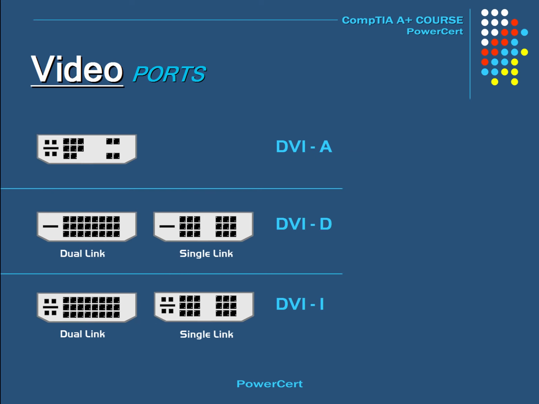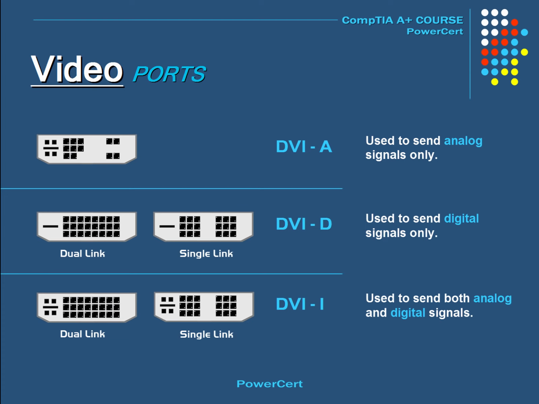Now, there are 3 different versions of the DVI cable standards. There's DVI-A, where the A stands for analog, and this is used to send only analog signals. And there's also DVI-D, where the D stands for digital, and this is used to send only digital signals. And there's also the DVI-I, where the I stands for integrated, and this is used to send both analog and digital signals.